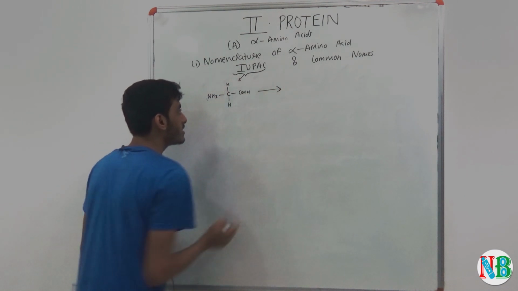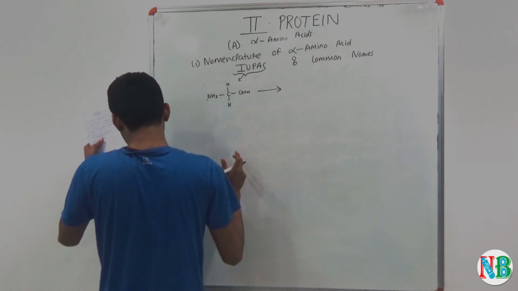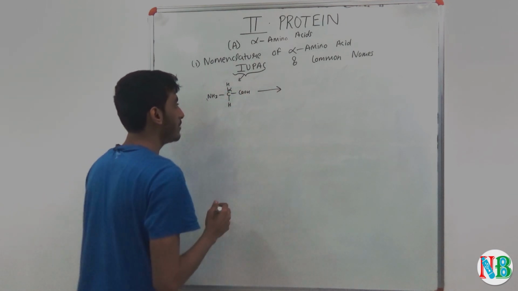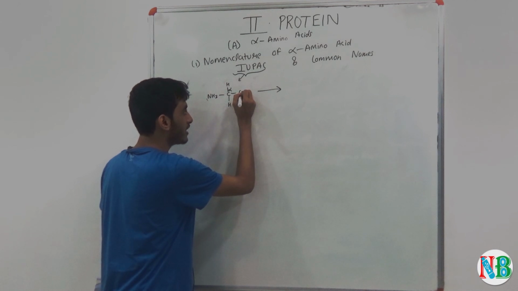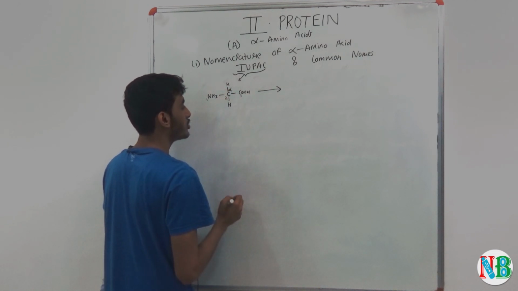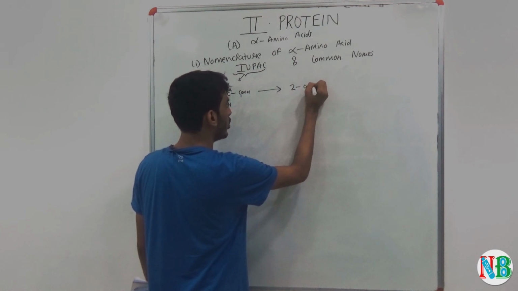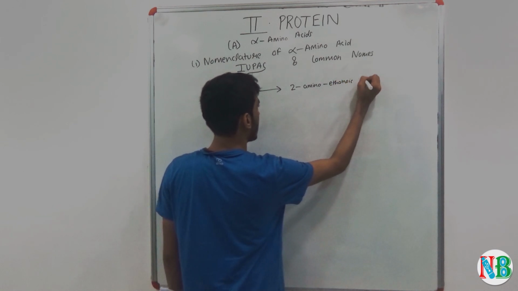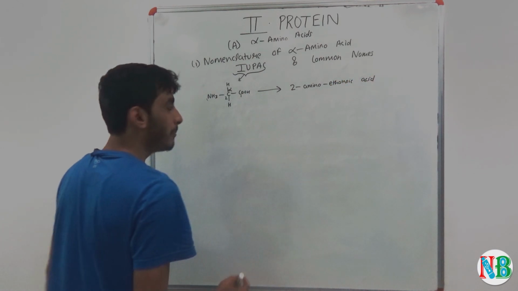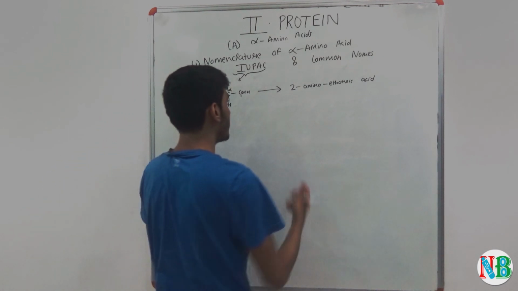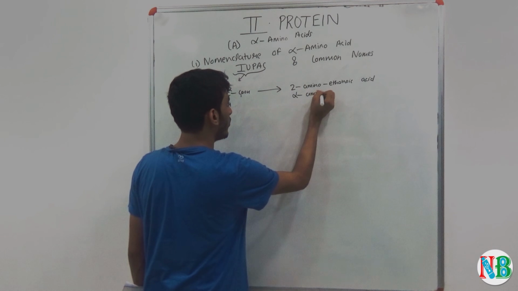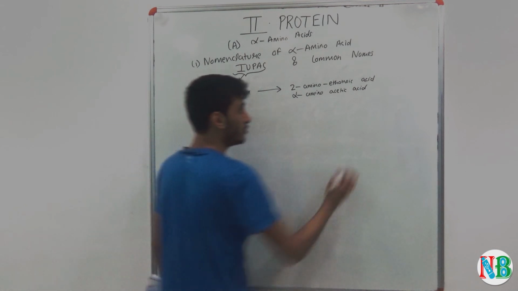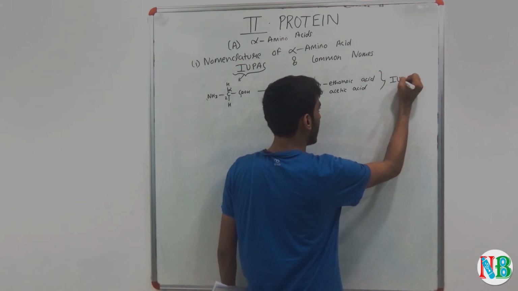So if you have to name this, it will be named very simply. The true IUPAC name should go like this. This one should get number 1, this should get number 2, and it should be named 2-aminoethanoic acid. You can also name it under the IUPAC system as alpha amino acetic acid. Both names can be used under the IUPAC names.